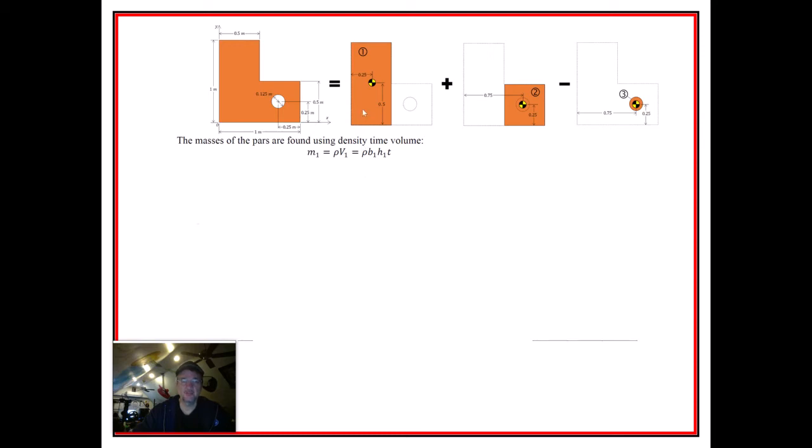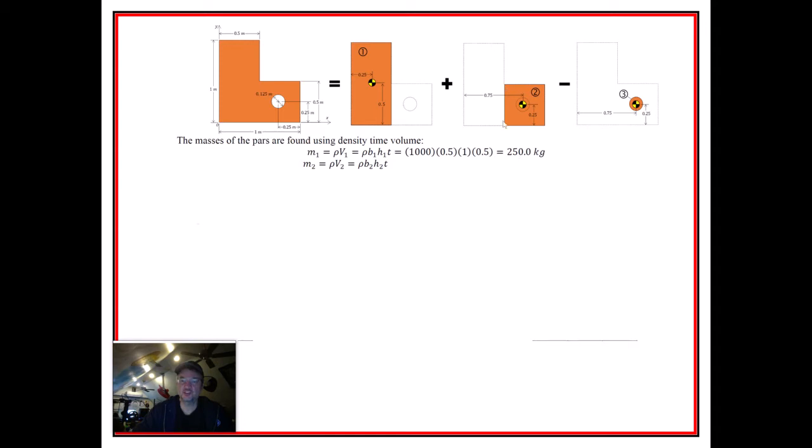First thing we want to do is get the masses. So this one right here, they call this part 1 right here. It's useful to number them. And so the mass of 1 is going to be the density of the plastic times the volume, and that's going to be the base times the height times the thickness, right? So that's 1,000 times 0.5 is the base. It's 0.5 wide right here. 1 meter tall, and 0.5 into the page. And so we end up getting 250 kilograms.